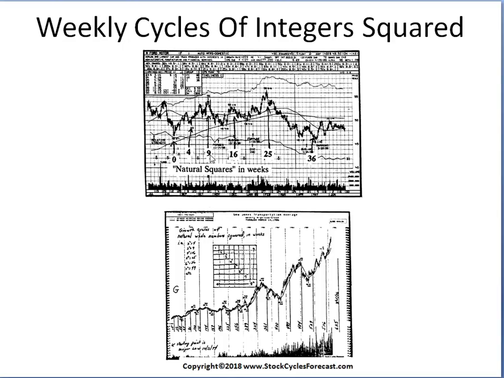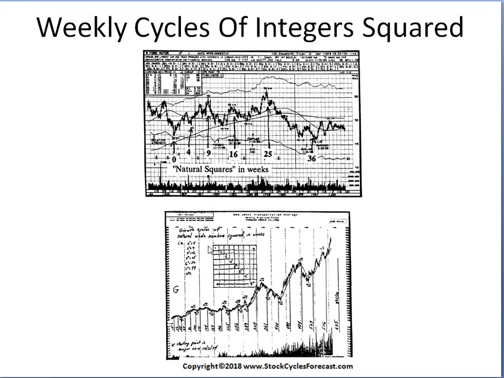3 squared is 9. This would be 9 weeks later. 4 squared would be 16. This is 16 weeks later from the origin. 5 squared is 25. 6 squared is 36. We see that these integers squared in terms of weeks are very accurate in pinpointing the major turns in this particular stock. And we find out there are cycles that expand in a spiral-like fashion, growing ever bigger, and the legs are getting bigger and bigger as we spiral out.